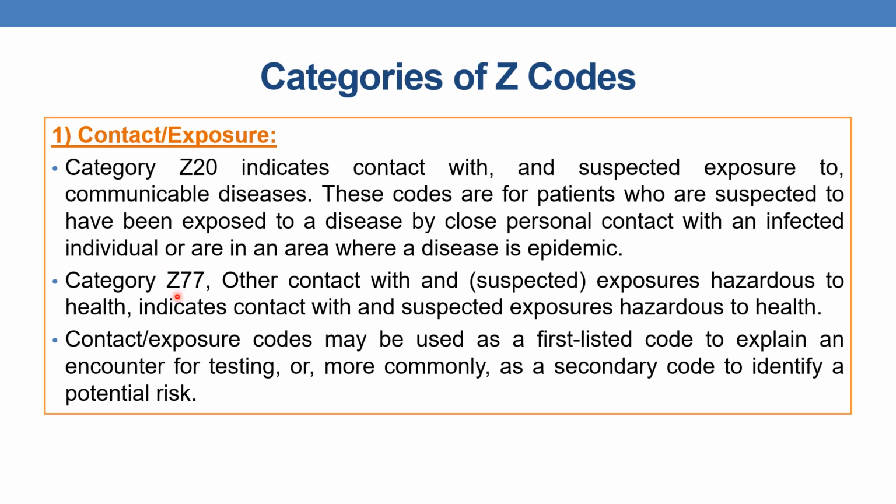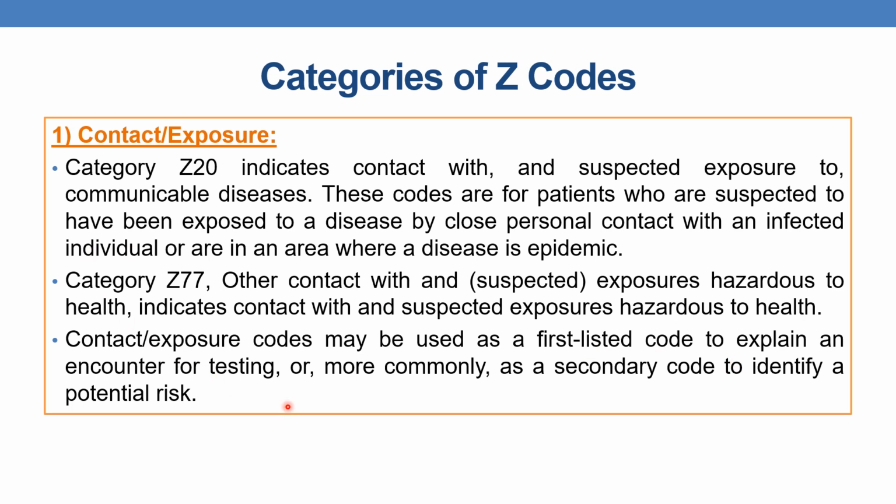The next is Z77. It deals with other contact with and suspected exposures hazardous to health. Now, coming to contact and exposure codes, they may be used as first listed codes to explain an encounter for testing or more commonly as secondary codes to identify the potential risks. They can be used as both PDX and SDX. Majority of the cases, they are used as secondary codes to identify the potential risks. In some cases, they are used as first listed codes to explain an encounter for testing.